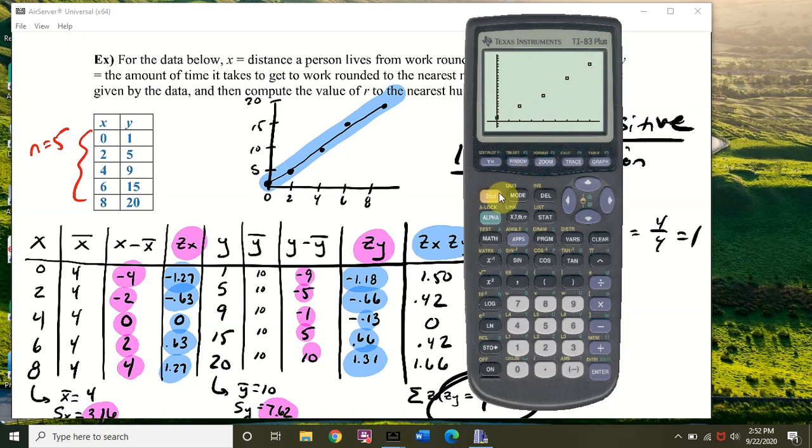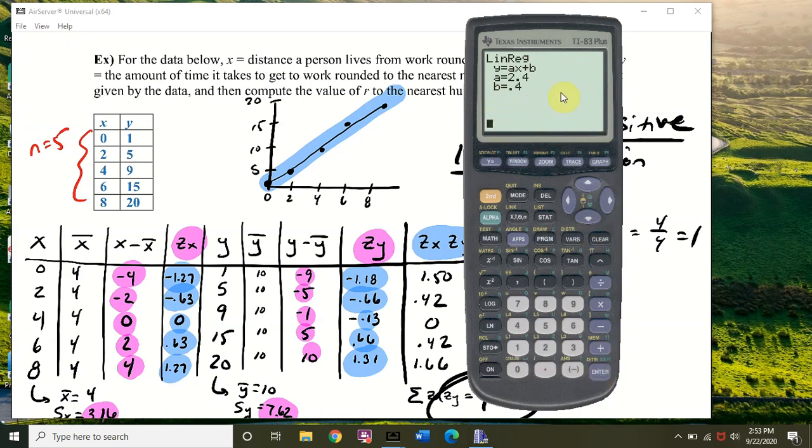Okay? But now what we can also do is compute the value of R. To do that, we go stat calc, and we're going to go down to number 4, linear regression, AX plus B. This is going to give us some information. It represents the equation of a line where A is the slope, B is the intercept. We'll talk more about this in the next lesson. But for now, I'm going to hit that, and by default, it should pick up list 1 and 2. Okay, and there we go.